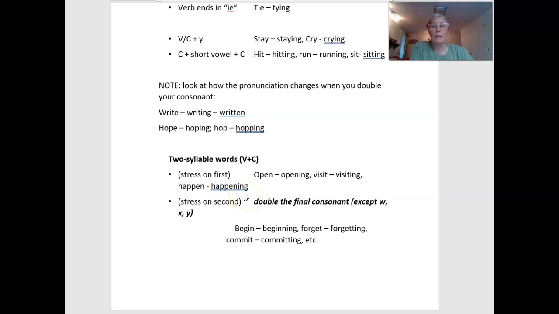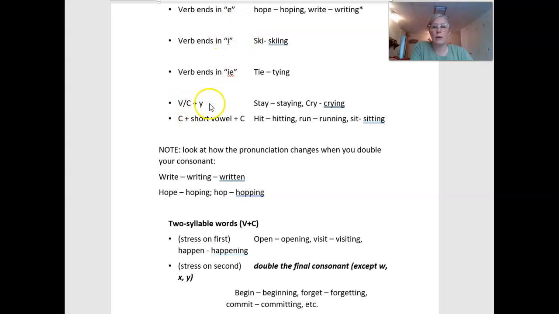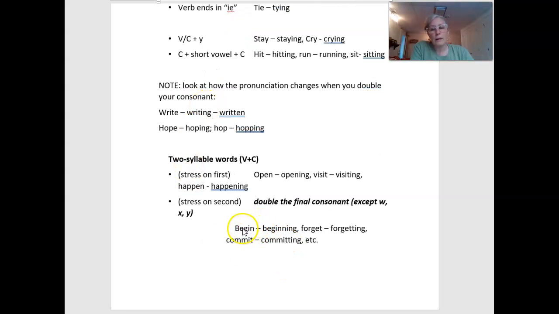Happen, happening. But if I have a two-syllable word and again it ends with vowel consonant, and my stress is on the second syllable, I double that final consonant, except when my verb ends in W like snow, X like fix, and Y like play. We saw the examples with the letter Y up here. So I would say begin. I don't say begin, I say begin. So when I double that one, I need to double my consonant, beginning with two N's. Forget, forgetting, commit, committing. If you don't know where your stress is, you can of course look in a dictionary, but probably if you just say the word out loud, you'll be able to say it correctly.